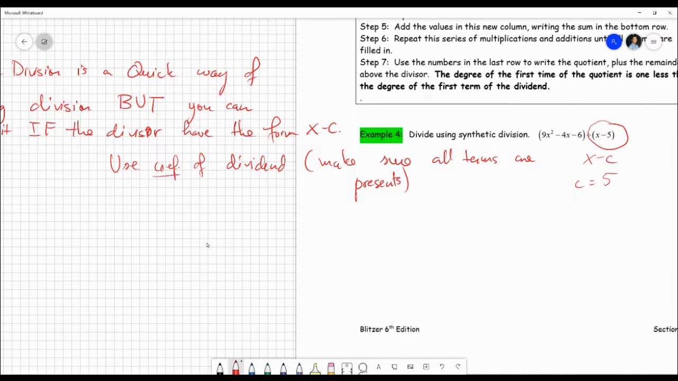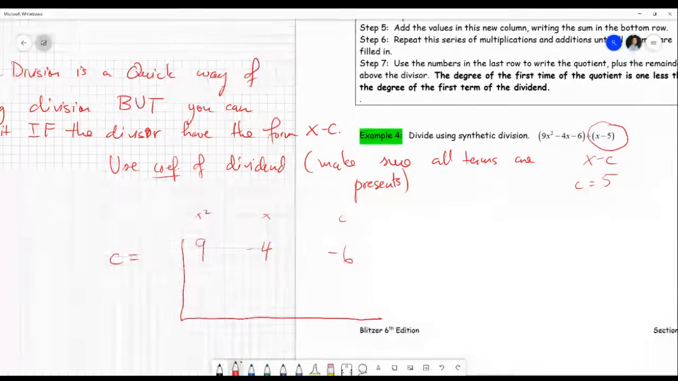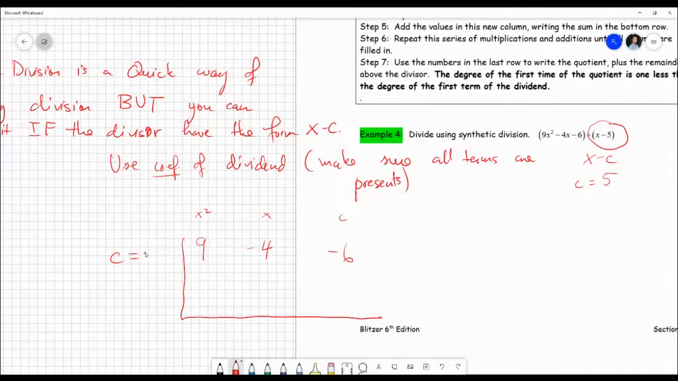First I'm going to use the coefficients. So I'm just going to write out the coefficients instead of the entire thing. So 9, -4, -6. As a reminder, I'm going to write the exponents up here just so you can remember to write them all out. And over here, I need my c value. This is one of the reasons why you cannot use anything higher than the first power. Here x is to the first power. If it's x squared here, you cannot do this. So c here is 5.